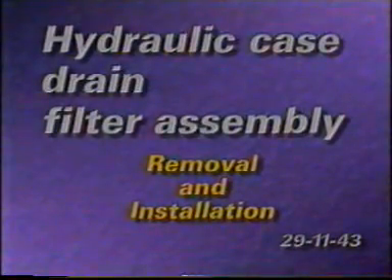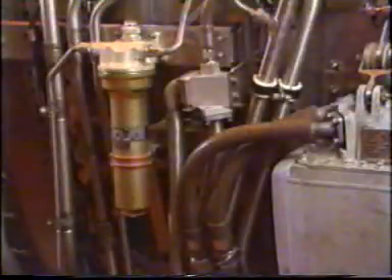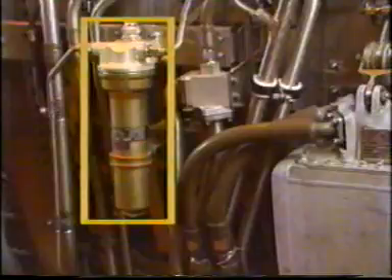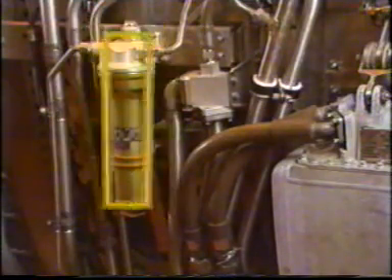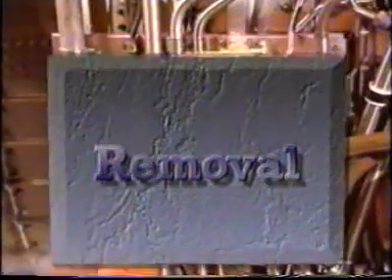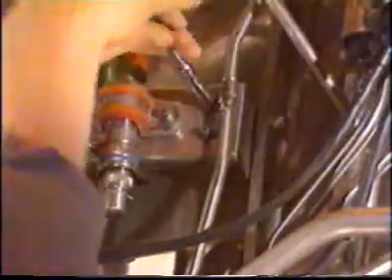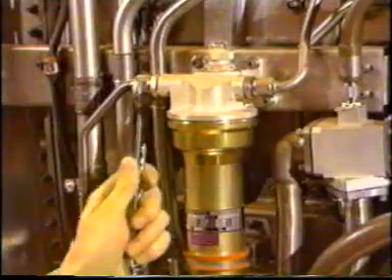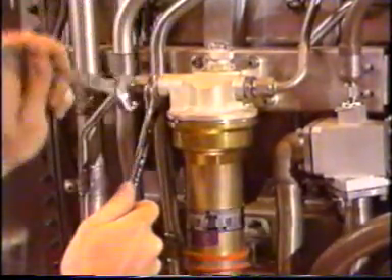Hydraulic case drain filter assembly. Removal and installation. The hydraulic case drain filter assembly is mounted on a bracket attached to the fan case at the 9 o'clock position aft looking forward. Removal. Loosen the bolts securing the 2 clamps on the inlet tube and the 1 on the outlet tube. Disconnect the inlet tube and the outlet tube from the filter head nipples.